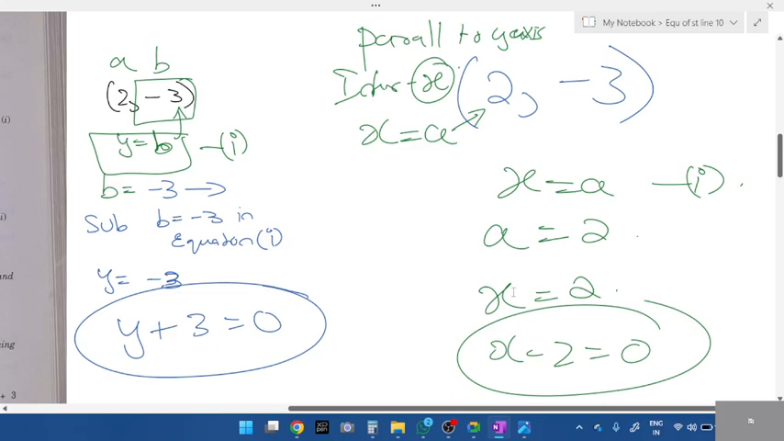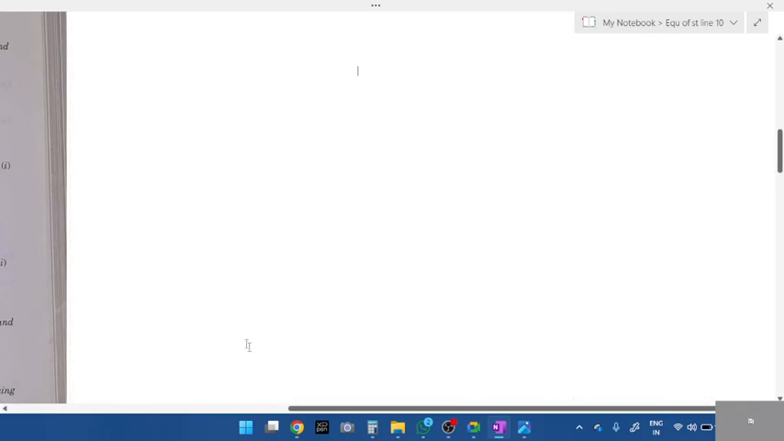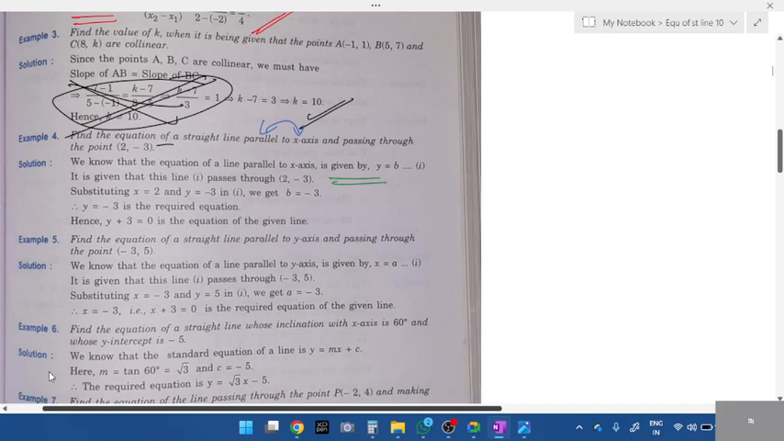So there was only one point given, no slope, nothing. We didn't use the slope intercept formula, just a single point, and the parallel line concept was given. Fine. Look at the next question. Today we'll just solve this.